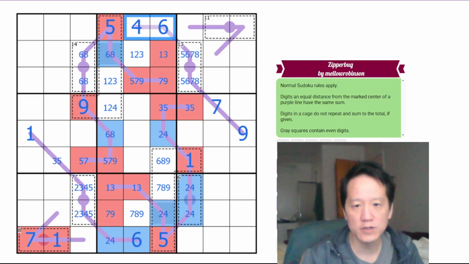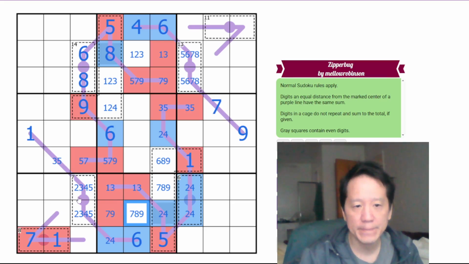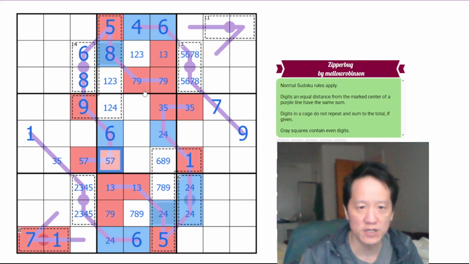So these are even. This 6 means this can't be 6. So it has to be 8, which makes that a 6, which makes that 8. This 8 means this can't be 8, so this is 6. Similarly, here, this can't be 5. So this must be a 7, 9 pair, which makes this a 5, 7 pair to add up to 14, which eliminates 5 here. This must be 3.